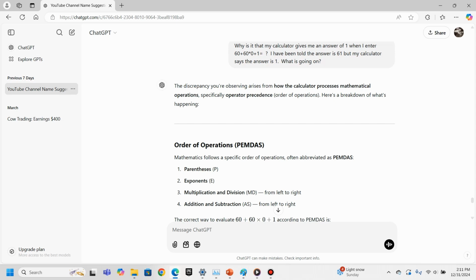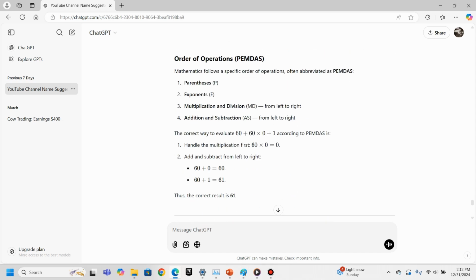The discrepancy you're observing arises from how the calculator processes mathematical operations, specifically operator precedence, order of operations. Here's a breakdown of what's happening. Mathematics follows a specific order of operations, often abbreviated as PEMDAS. Now, I've said it before, there's also BODMAS. They all mean the same thing. There's just different acronyms. But in North America, where I am, the most standard one is PEMDAS, and that stands for parentheses, exponents, multiplication and division from left to right, and then addition and subtraction.